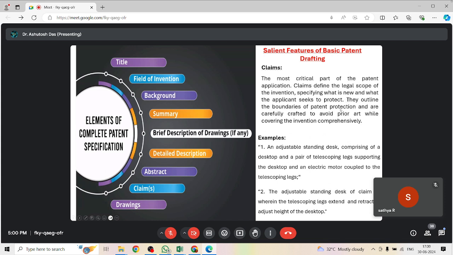How much you protect, like what range you are going to give for each category, and are carefully crafted. You cannot give temperature of 0 to 100 degree. No, cannot give. You have to give a small certain range, 30 to 40 degree. Within that range it works. You may have 35 degree, but somebody else will not claim at 38 degree. But you know, after 40 it may not work. After 20 it may not work. Like this, you have to find your range and give that. That all comes in claims. But specifically, all details you have to give. Carefully crafted to avoid prior art while covering the invention comprehensively.